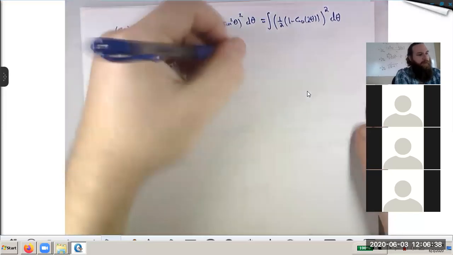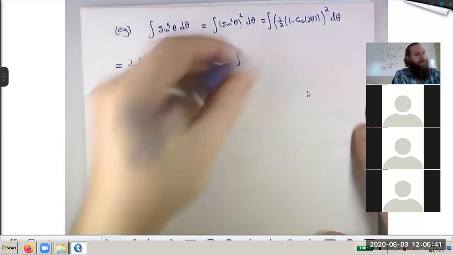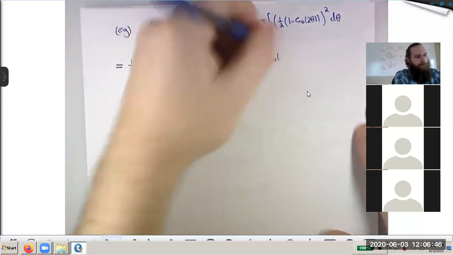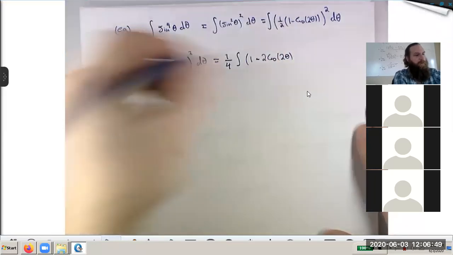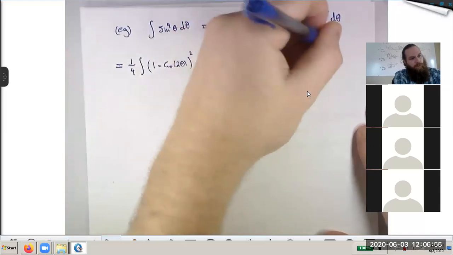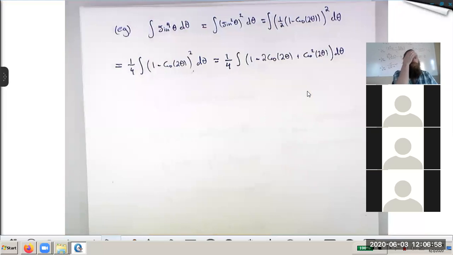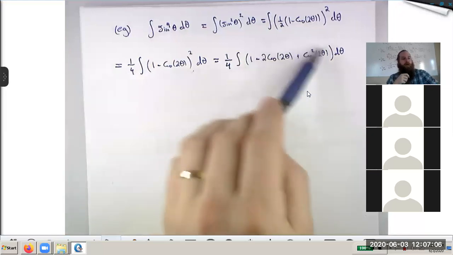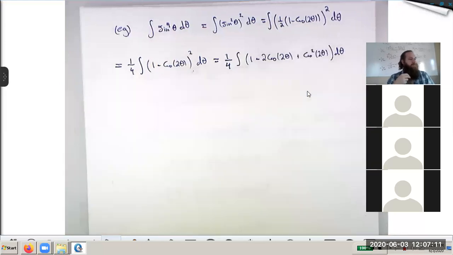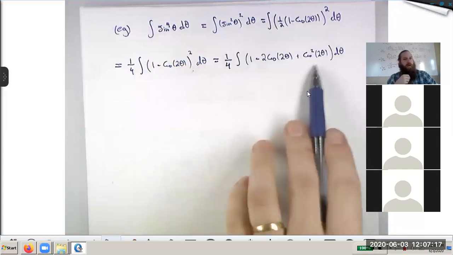So I'll have 1/4 times the integral, and now I need to FOIL this big thing out. That's going to be 1 minus 2 cos 2 theta plus cos squared 2 theta, all integrated d theta. And I could at this stage split the integral up, but I'm not going to. This is what I mean when I say ideal notation. I know that I need to use another identity on this thing, and I know that that's going to give me another constant term. So rather than splitting that up, I'm going to leave these together so that I can combine this 1 with the constant term I'm going to get from that.